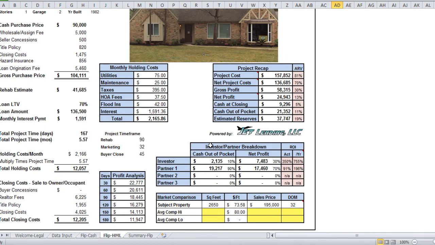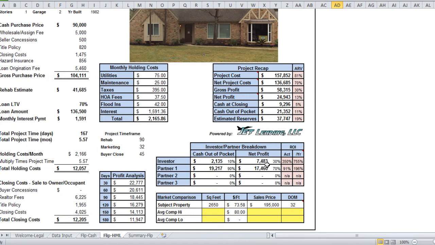So now, down to the investor partner breakdown. We've got the same scenario here. You as the investor are bringing 10% of the cash, in this case the cash out of pocket, which is $2,135, and your partner is bringing 90% of the cash, or $19,217. In the same scenario, we've got a division of the net profit. You're getting 30% of the net profit, $7,483, and your partner is getting 70% of the net profit, or $17,460.